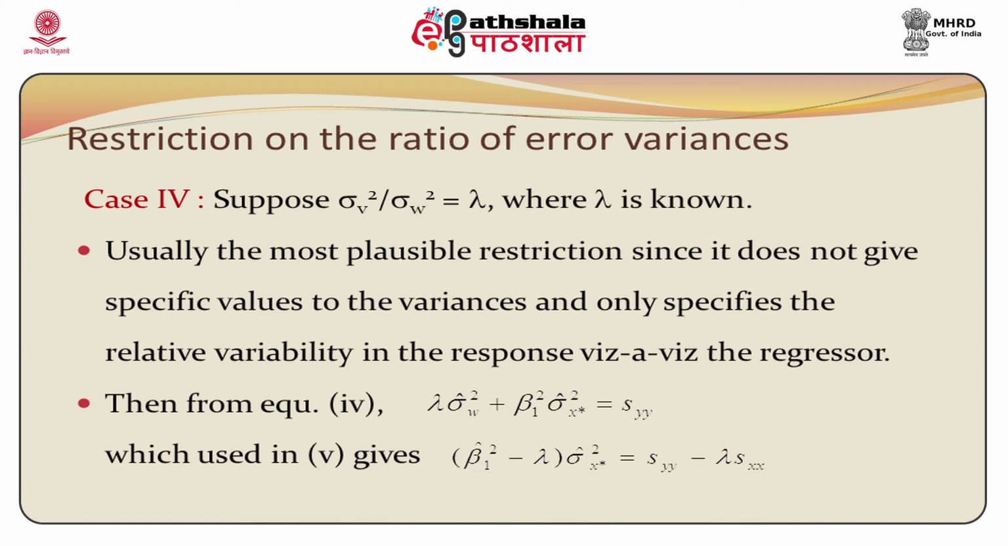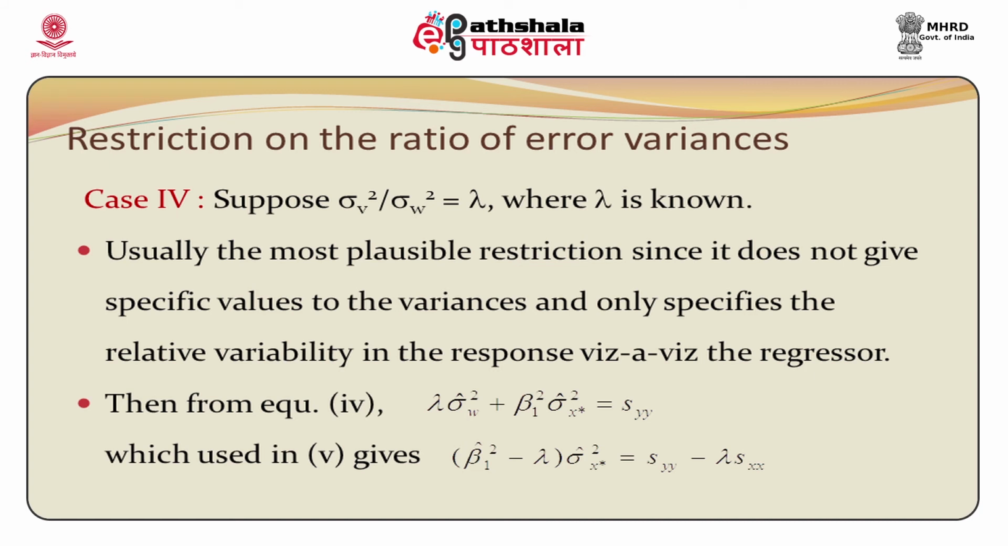Now, once we can assume this, very often the data tells us what it should be like. If we substitute sigma v square in equation 4, writing sigma v square as lambda times sigma w square, we get lambda sigma w square plus beta 1 square sigma x star square is equal to s y y. Now, subtracting lambda times equation 3 from this, we have beta 1 square minus lambda times sigma x star square is equal to s y y minus lambda times s x x.